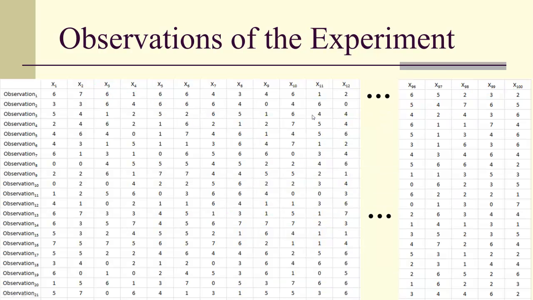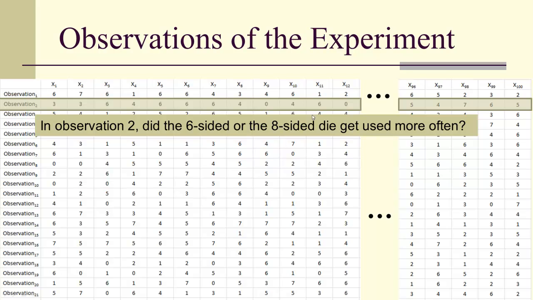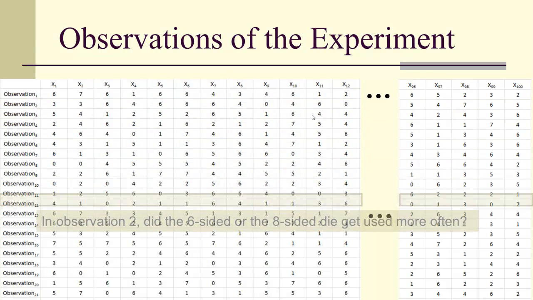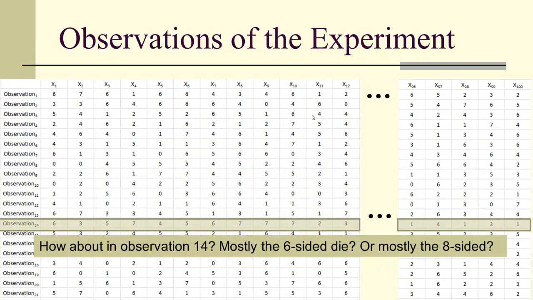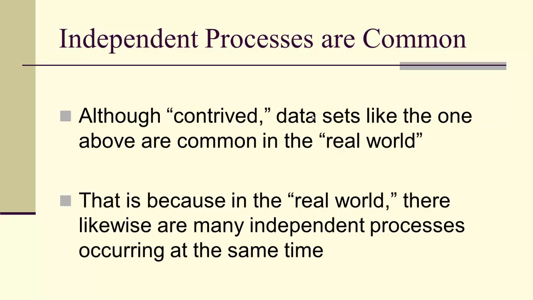Now that means that if we want to ask the question like in observation 2, was the 6-sided or 8-sided our favorite, it's a 100-dimensional problem that we're going to have to look at. In observation 14, what's our favorite? Again, we're working with a 100-dimensional problem here. So this is a contrived example, but in the real world there likewise are many independent processes occurring at the same time.